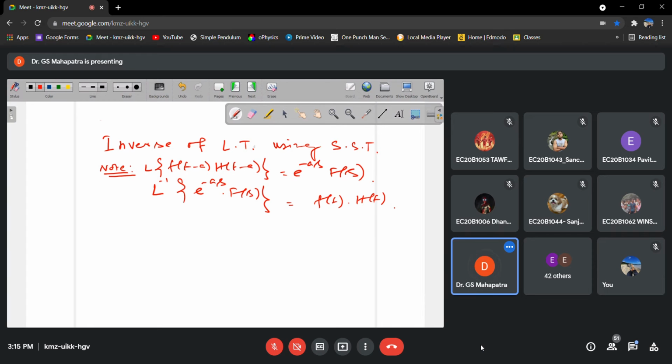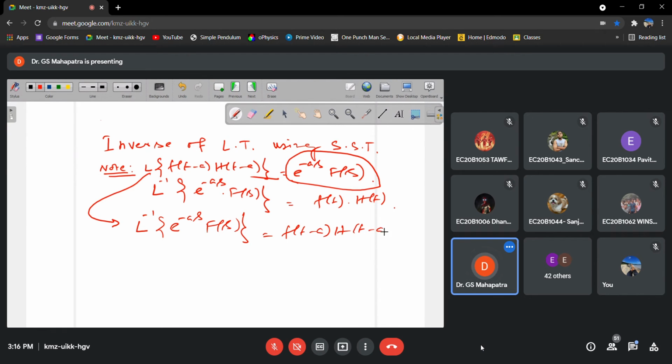Okay, this one also we can write f of t. Sorry. So if we take the Laplace inverse transform, now I will take the Laplace inverse transform of this one. Inverse transform of e to the power minus as capital F of s equals f of t minus a into h of t minus a.